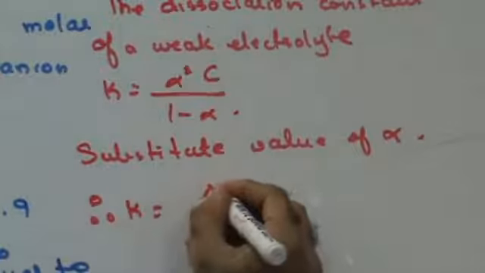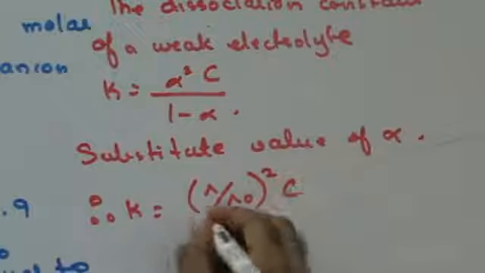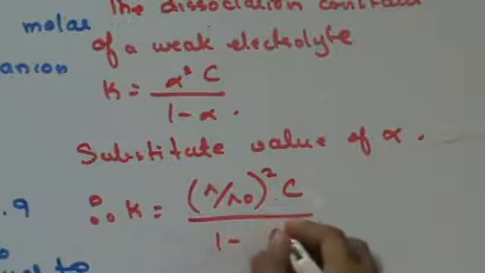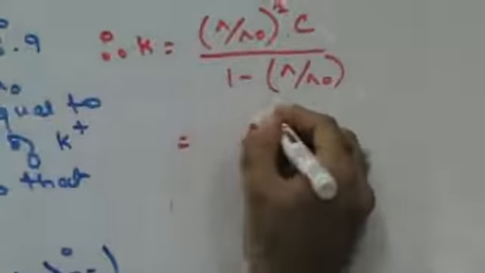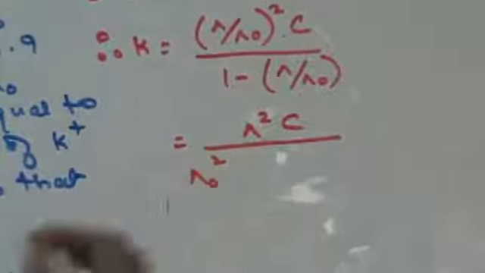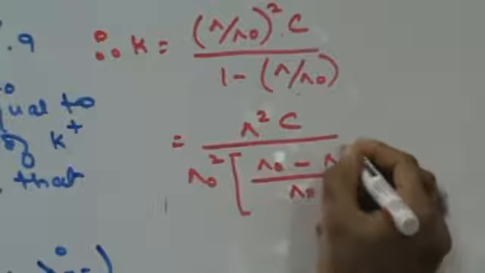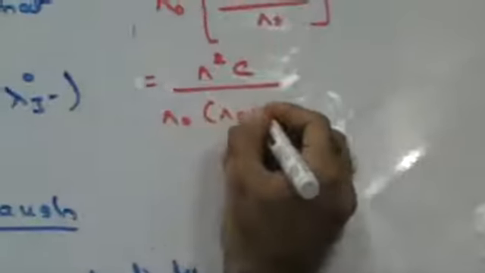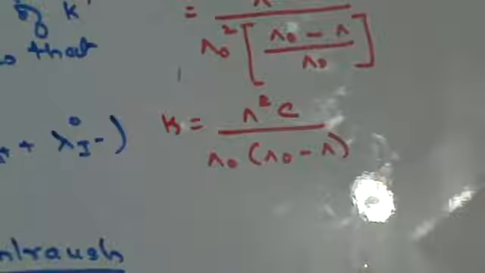Therefore I can say K is molar conductivity upon molar conductivity at zero concentration, whole square, into C upon 1 minus circumflex upon circumflex 0, right? So in that case this is going to be circumflex square C upon circumflex 0 square, into circumflex 0 minus circumflex upon circumflex 0. If I take LCM in the denominator, I will get this as circumflex square C upon circumflex 0 into circumflex 0 minus circumflex. Right? So that is going to be the relationship between the dissociation constant and molar conductivity.